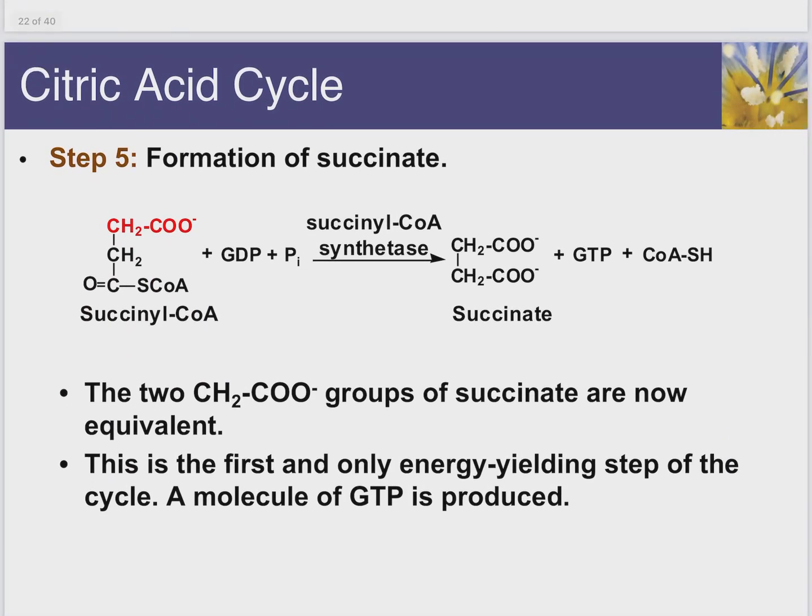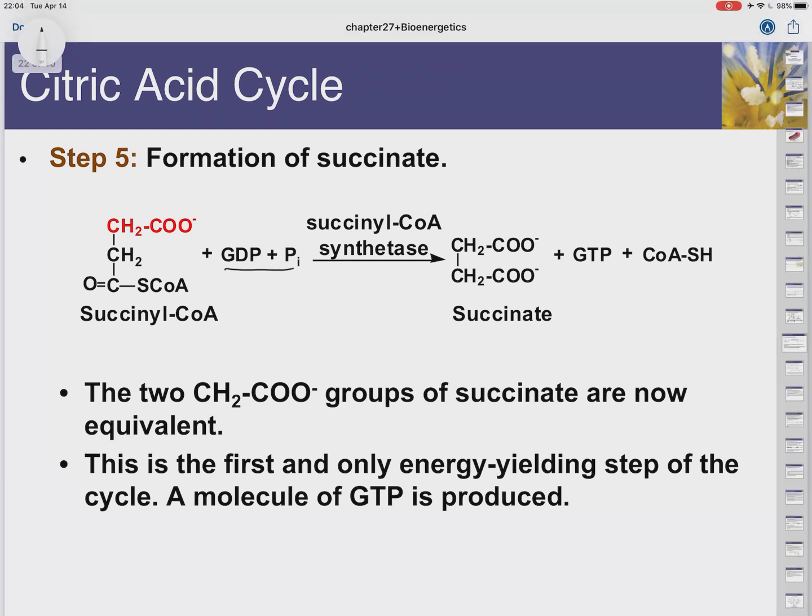Succinyl-CoA then will phosphorylate a GDP to form GTP with the help of succinyl-CoA synthetase. We'll now have succinate, and we get back our coenzyme A again. Coenzyme A was part of the succinyl-CoA structure. And so now we have just generated the first substrate level ATP equivalent. GTP is a high energy molecule, just like ATP.